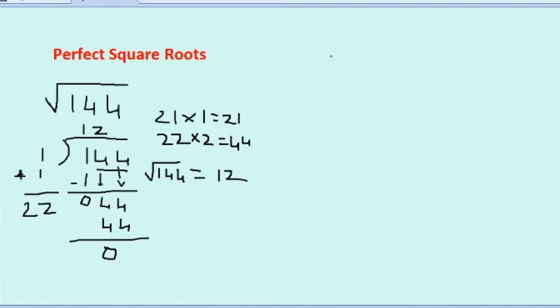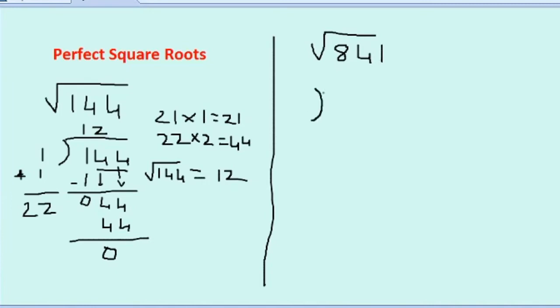Let me take another example here. Okay. Now next example is root 841. So we'll again solve this by division method. Here we write 841. Now what we should do? From the right side we start splitting the numbers in 2's. These 2 numbers, then remaining is 8.